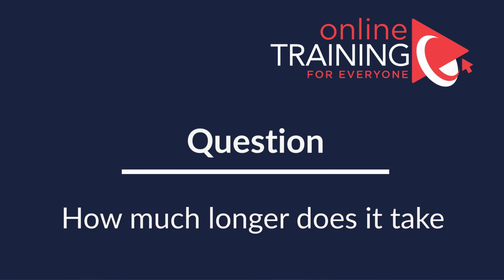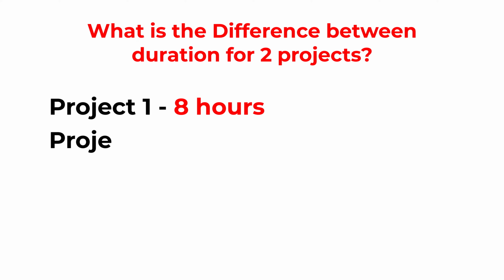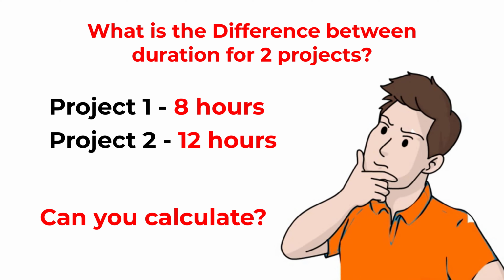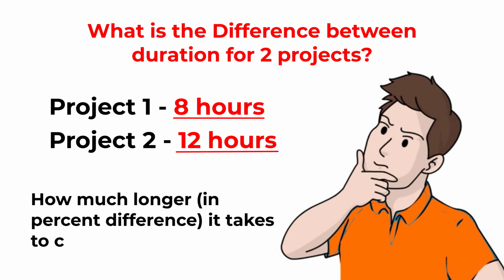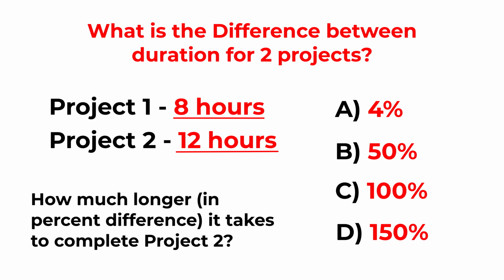Here is an interesting question which tests your understanding of percentage differences. You are presented with two projects, Project 1 and Project 2, and you need to calculate the difference between completion time for those two projects. It takes 8 hours to complete Project 1, and it takes 12 hours to complete Project 2. So, how much longer does it take to complete Project 2? You have 4 different choices. Choice A, 4%, Choice B, 50%, Choice C, 100%, and then Choice D, 150%.